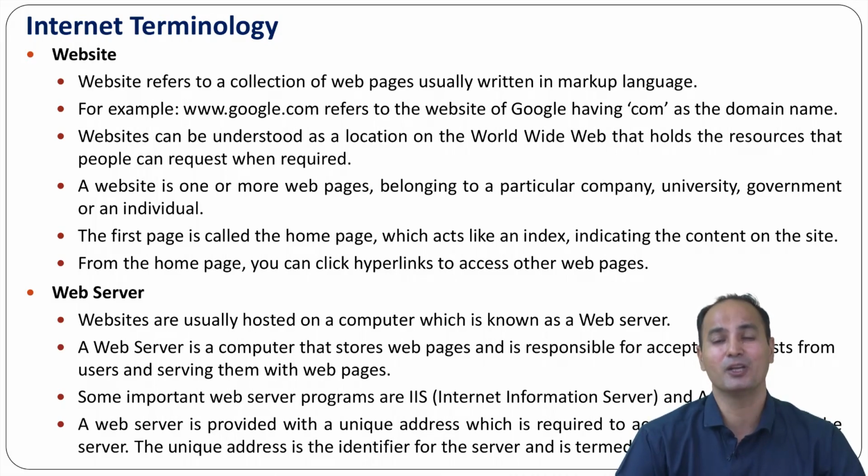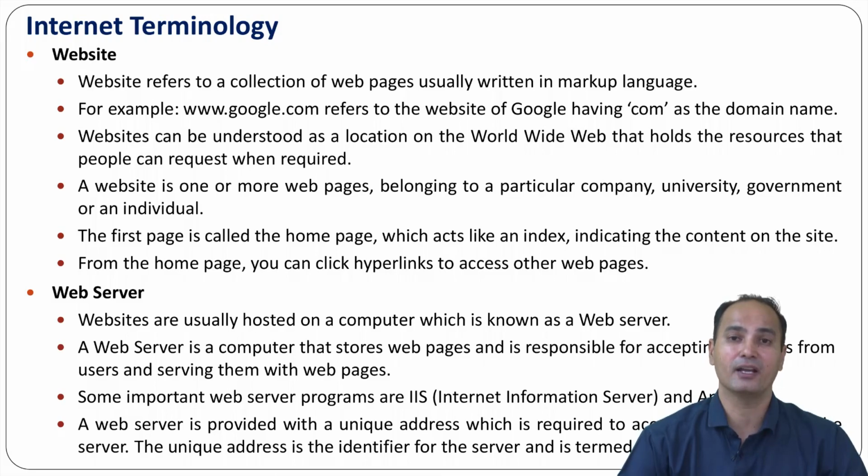Websites are usually hosted on a computer, which is known as a web server. A web server is a computer that stores web pages and is responsible for accepting requests from users or clients and serving them with the requested web page. Some important web server programs are IIS and Apache. A web server is provided with a unique address which is required to access the content of the website. The unique address is the identifier for the server and is termed as the IP address.